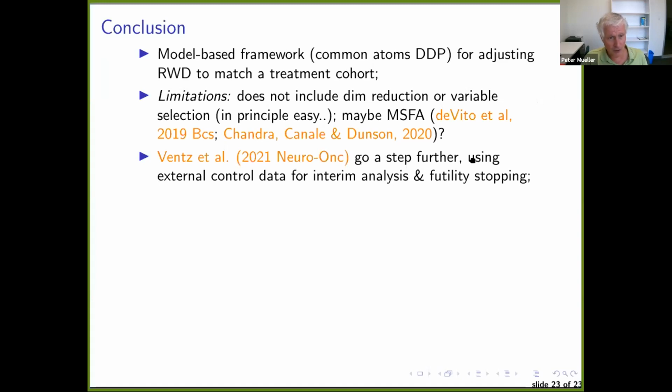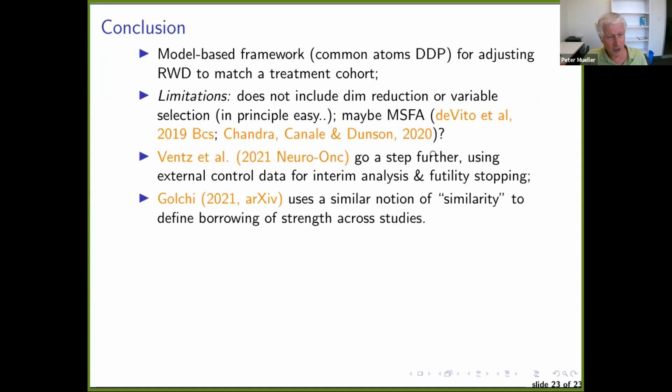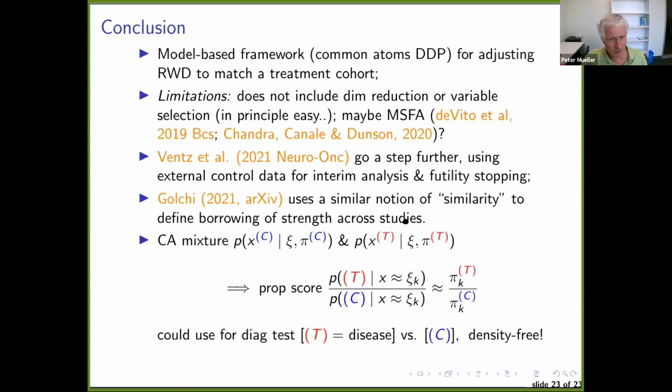In the brief literature review, there were some things I missed. For example, Stefan Vance, Lorenzo Trippa, and others have a nice current paper where they go one step further, and I liked it. They used the historical control for interim analysis, which is an interesting variation of the theme. Sijin Golchi has a current working paper where she also uses a notion of similarity. She uses that to put it in the exponent of a power prior.